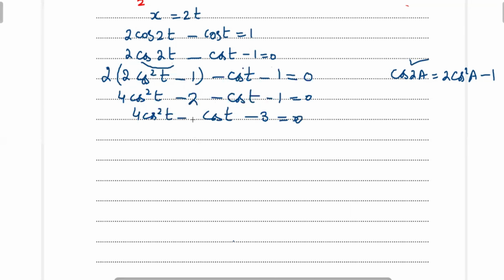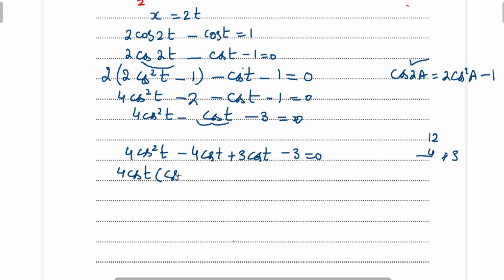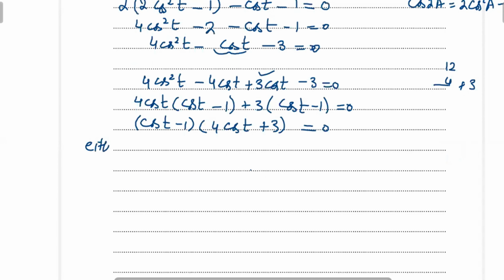Now to solve this equation, we factorize the left hand side by using the midterm breaking rule. Now 4 times 3 is 12. The factors will be minus 4 and plus 3. Use the factors minus 4 and 3 for the midterm breaking. We write it as 4 cos square t minus 4 cos t plus 3 cos t minus 3 equal to 0. 4 cos t is taken as a common, we get cos t minus 1. And when we take the plus 3 as a common, we get cos t minus 1. Now we can write it as cos t minus 1 into 4 cos t plus 3 equal to 0. Either cos t minus 1 equal to 0 or 4 cos t plus 3 equal to 0.